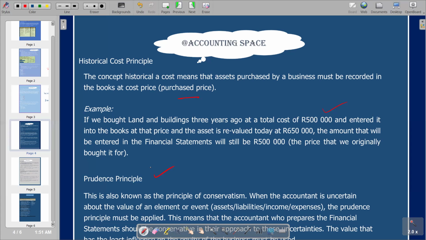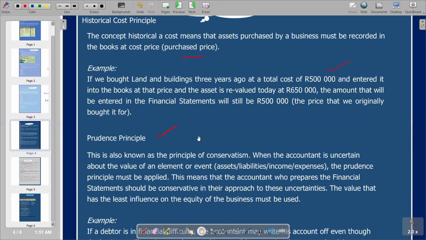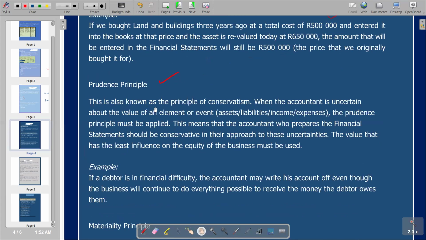But we have an explanation according to this video concerning the prudence principle. It reads, and this is also known as the principle of conservatism: when the accountant is uncertain about the values of an element or event, that is assets or liabilities or income or expenses, the prudence principle must be applied. This means that the accountant who prepares the financial statements should be conservative in their approach to these uncertainties.